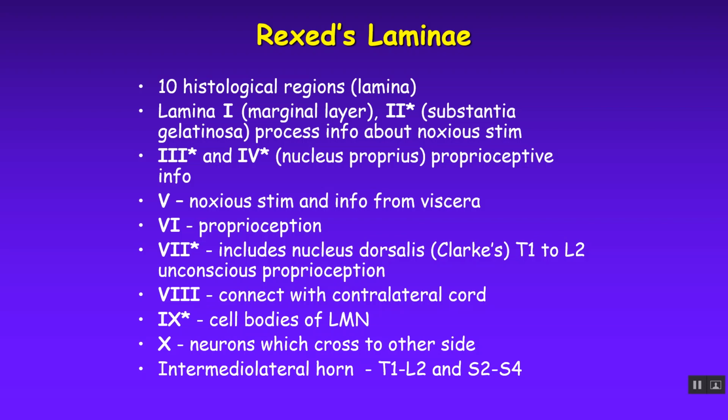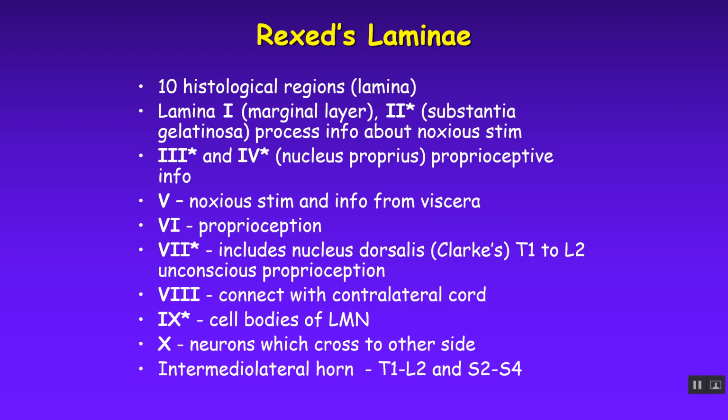So laminae 1 and 2, they tend to group those together. The most important part of that is lamina 2, which is considered your substantia gelatinosa, which processes information initially about especially pain.